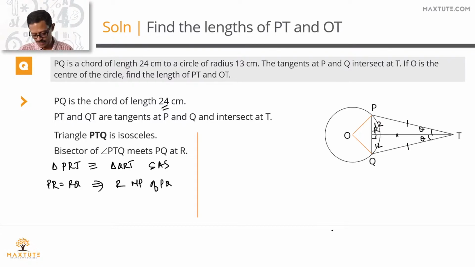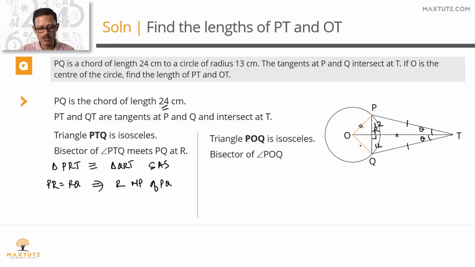I'm going to repeat the same exercise with the second triangle POQ. Why is it isosceles? OP and OQ are radii to the circle, which means triangle POQ is going to be isosceles. So the bisector of angle POQ is going to do exactly the same things that the bisector of angle PTQ did. It's going to meet PQ at R, which is a midpoint of PQ, and it is going to be meeting it at right angles. So a couple of things we can establish. OT is one single line that passes through R. OT is perpendicular to PQ, established. Second point is R is the midpoint of PQ. So we establish these two things.